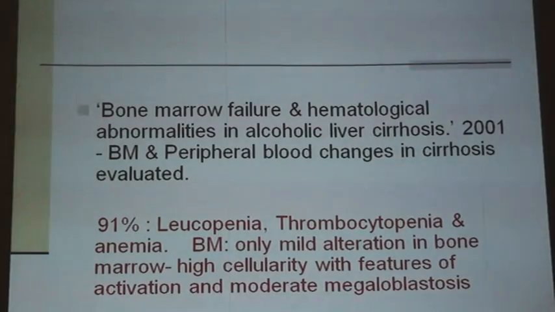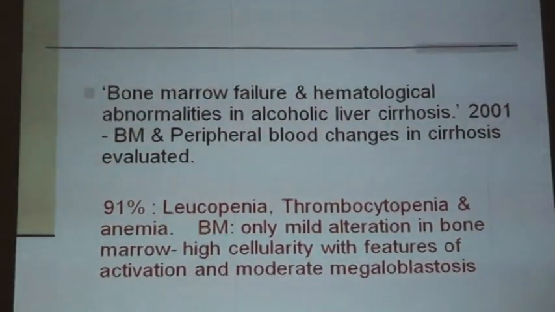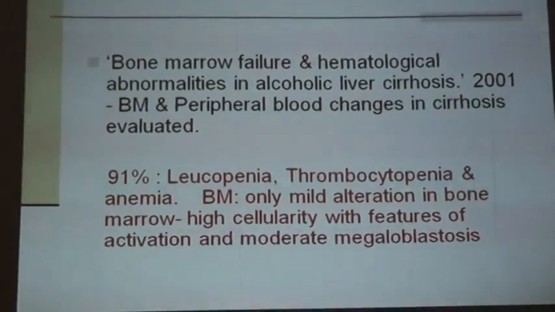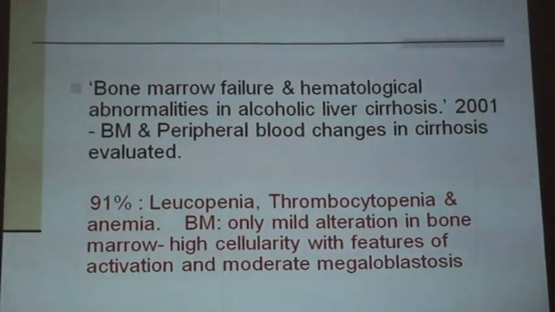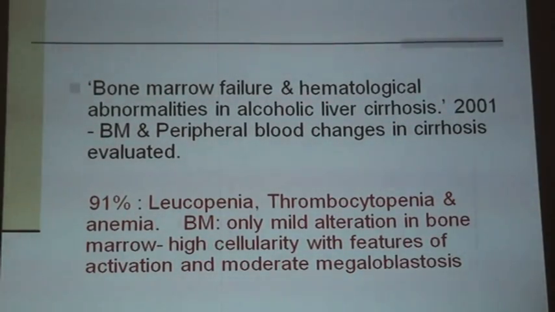One paper published in 2001 is "Bone marrow failure and hematological abnormalities in alcoholic liver cirrhosis." They evaluated the bone marrow and peripheral blood picture changes in alcoholic cirrhosis patients, and showed that 91% of patients had leukopenia, thrombocytopenia and anemia. However, there was only mild alteration in the bone marrow. There was high cellularity with features of activation, that is, erythroid hyperplasia and moderate megaloblastosis, and mild myelofibrosis also.